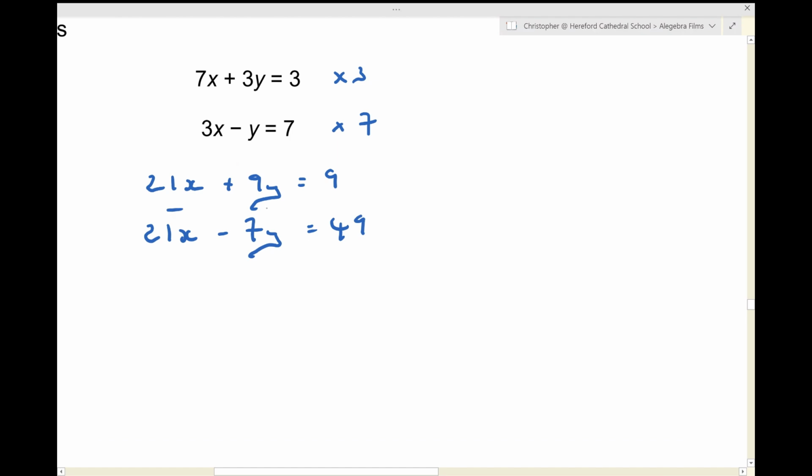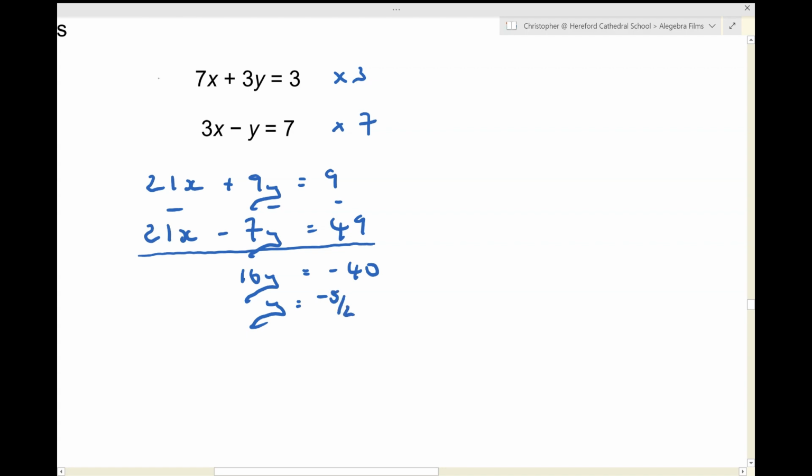I'm subtracting my equations. Be careful. 9y minus minus 7y is 16y, because that's a plus, equals minus 40. Divide both sides by 16, and your calculator will tell you that y is minus 5 over 2.